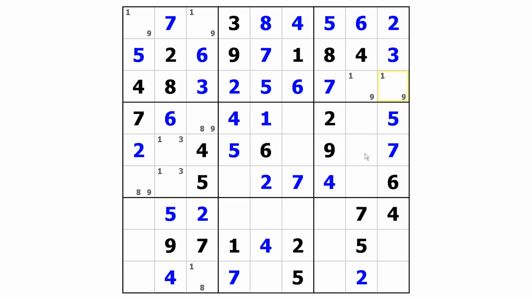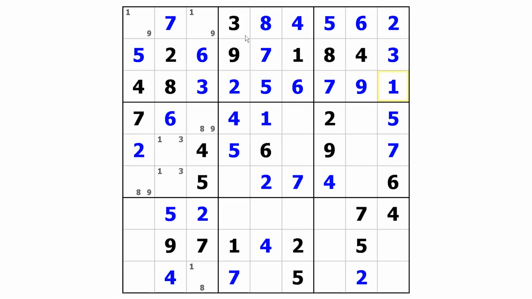But notice, one of these 3 cells in block 6 has to be a 1, right? Because there's no 1 in these 2 columns. So there has to be a 1 in one of these 3 cells. So this cannot be a 1, which means this is a 9, and that cannot be a 9. So you can enter those 2 numbers.